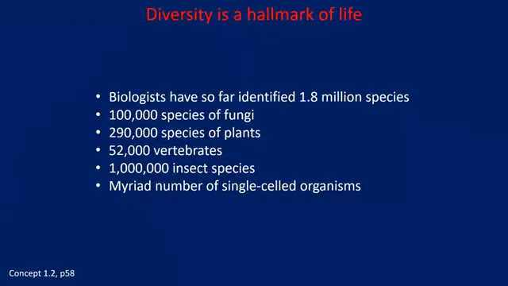Just to give you some idea how diverse things are in biology, there is a lot of diversity. So far, we have identified about 1.8 million species. Out of that, oh sorry, about 100,000 are fungi, around 290,000 are plants, and about 52,000 are vertebrates, and so on.